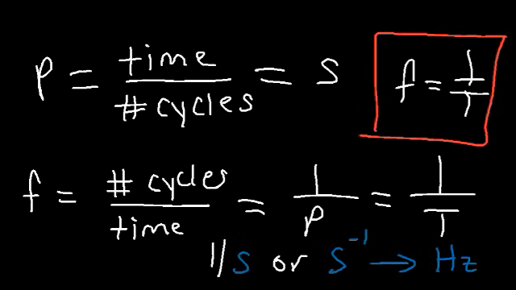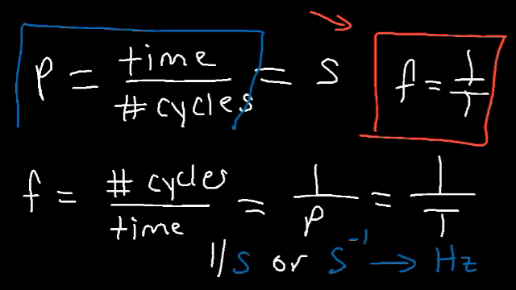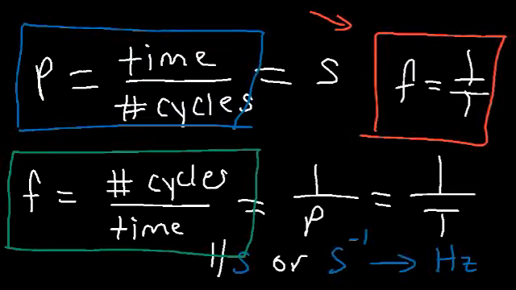So make sure that you know this equation. Frequency is 1 over period. And if you want to find the period from a graph, use this equation: it's the time divided by the number of cycles. And if you want to find the frequency from a graph, it's the number of cycles divided by the time. Consider this example.